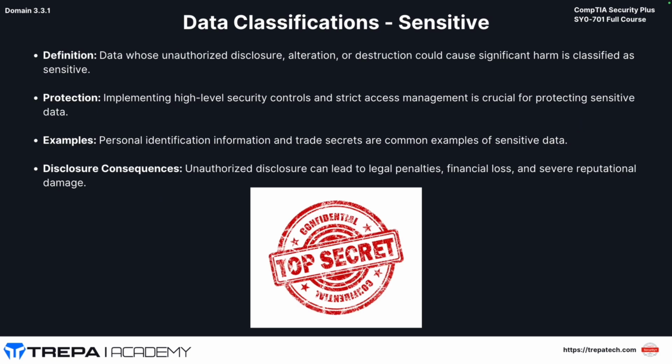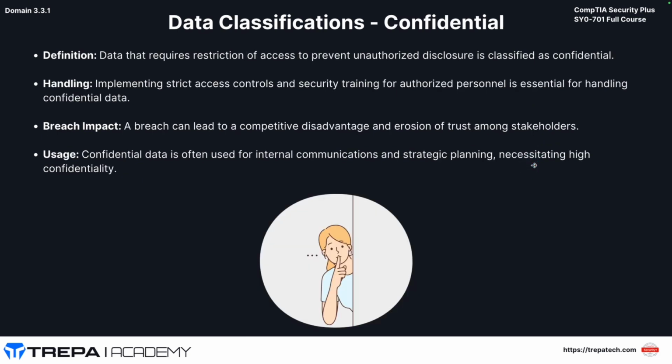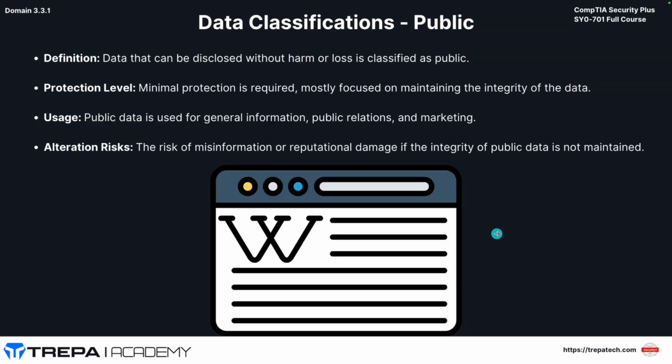Sensitive. So this is data whose unauthorized disclosure, alteration, or destruction could cause significant harm, is classified as sensitive information. Confidential. This is data that requires restriction of access to prevent unauthorized disclosure, is classified as confidential. So with confidential, we need to implement strict access control and security.